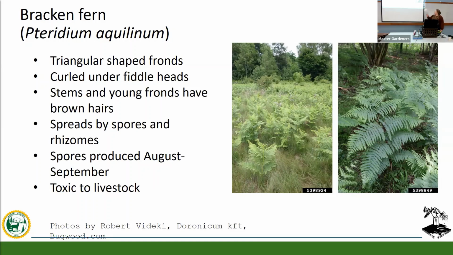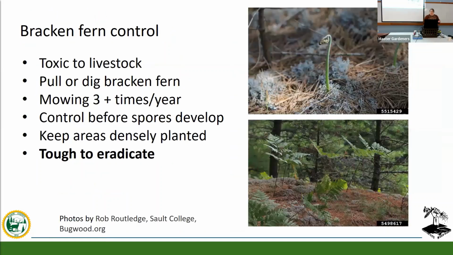Again, that kind of goes back to, what is your goal for the space and what makes something a weed? It has triangular fronds. It comes up as a fiddlehead with a curling top. It reproduces by spores. So you want to start control before the spores are producing on the plant. And then some bits about bracken fern control. So bracken fern is notoriously difficult to control. So it's just going to take persistence.